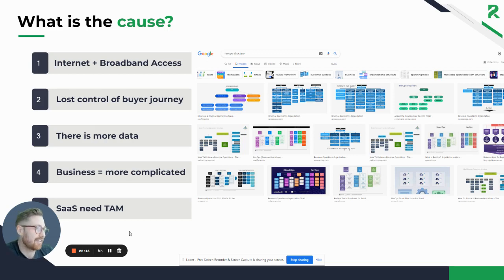I think this is funny. I think it's a great illustration. If you type in RevOps structure inside of Google, you'll find every single one of these charts is done by whom? A SaaS company. Why? Because they need you to create a RevOps department so they can sell into it, so that they have someone to sell to and have budget for.